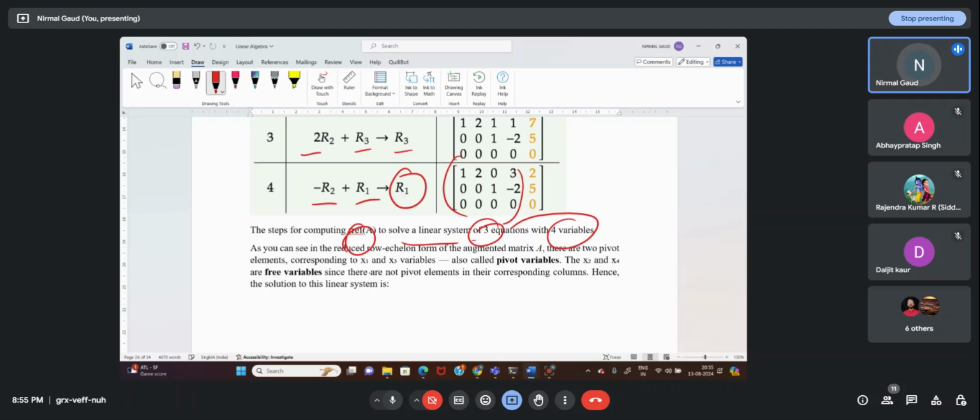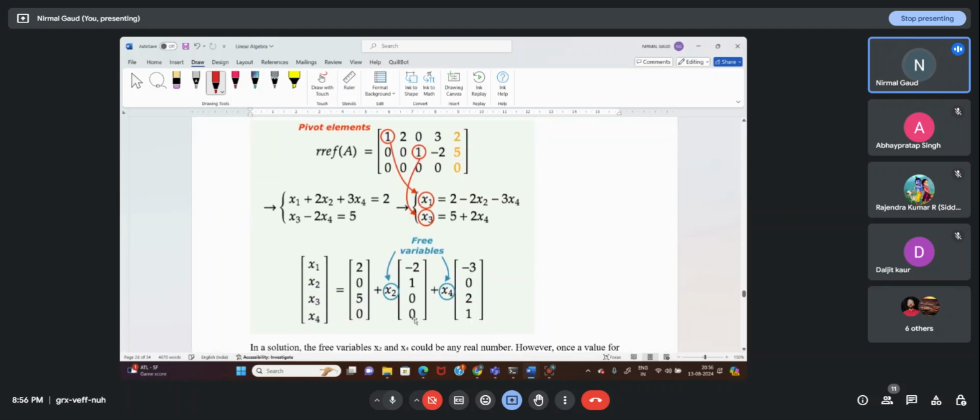So here, see, there are two pivot elements corresponding to x1 and x3. They are called pivot variables. x2 and x4 are free variables. It's saying that x1 and x3 are pivot variables. Why? This is x1, this is x3. These are pivots. x2 and x4 are free variables since they are not the pivot elements in the corresponding columns.